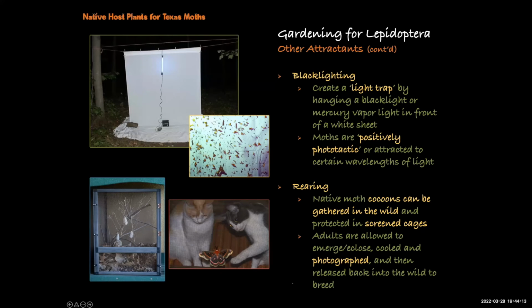And what we end up doing is we put them in a small container. We place them in the refrigerator for 20 minutes so they cool down and they become less active. And then we photograph them, and I'll show you on the next slide how to do that. You can see our two cats here, Sam and Jessie, helping. They love to help. After we photograph these moths, we just release them into the wild to breed, because we do have all their houseplants here on our property.